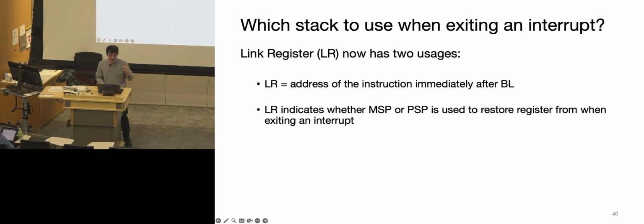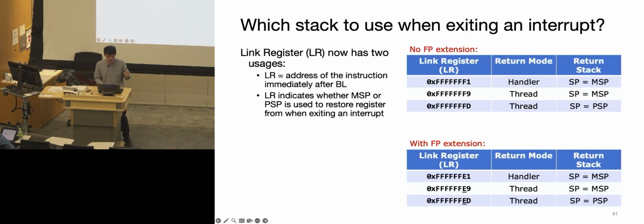Normally it's used to save the address of the instruction immediately after any branch. But in the case of an interrupt, it will indicate whether the MSP or the PSP is used, and restore the registers back when exiting an interrupt. And if you look at the actual value, this is the table for that.